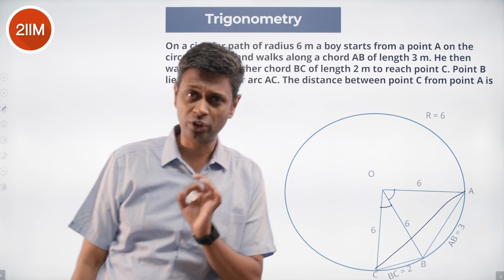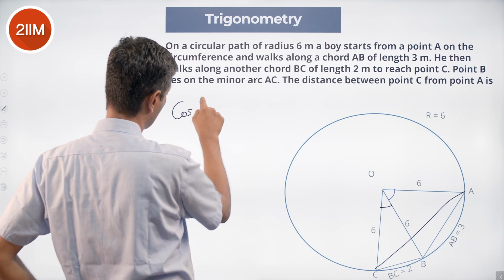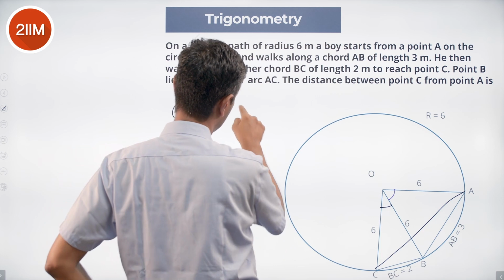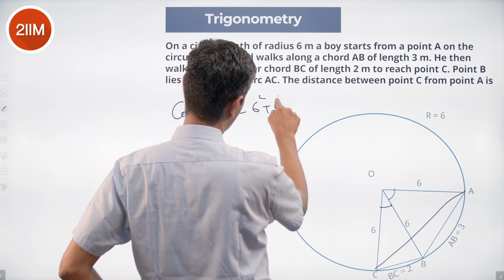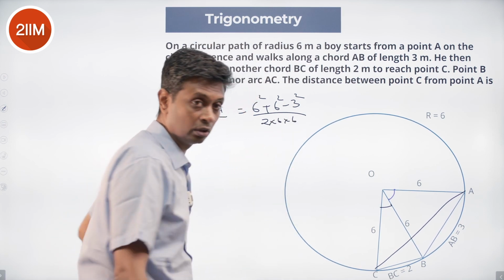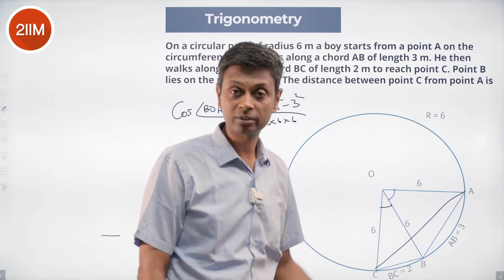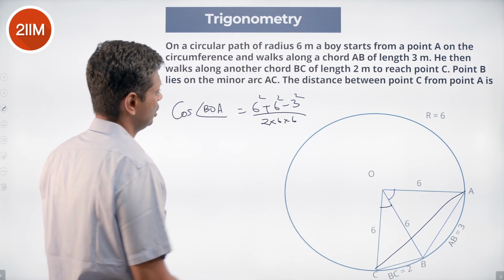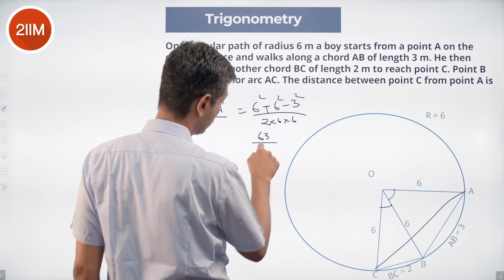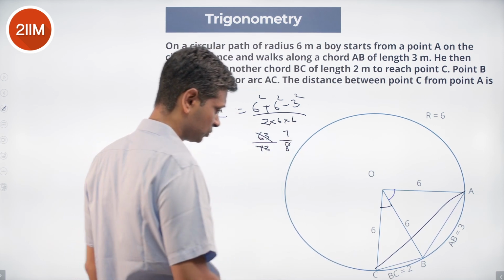We'll do this very methodically. So I'm going to think about this angle. Cos angle BOA, this angle is 6 square plus 6 square minus 3 square by 2 into 6 into 6. This square plus this square minus this square by 2 into 6 into 6, which is 36 plus 36, 72, 72 minus 9, 63 divided by 72, which is 7 by 8.